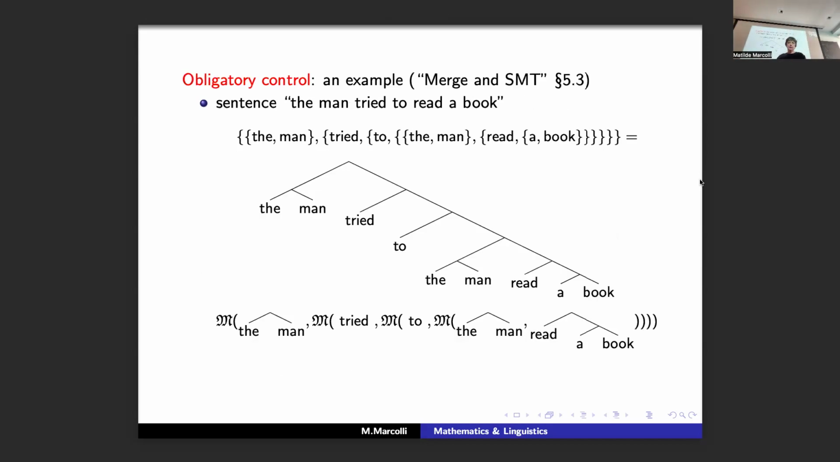Okay, so this is for the theta theory, and the other thing that I wanted to say a little more about is obligatory control. So I'm going to use an example from Chomsky's book on merge and the strong minimalist thesis. Suppose that I just look at a simple sentence like this: The man tried to read a book. So this is the syntactic object that carries this sentence. It's obtained by a sequence of merge operations. These are the building process for the structure.